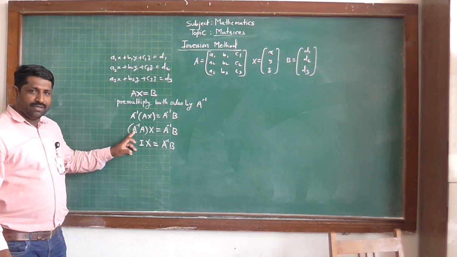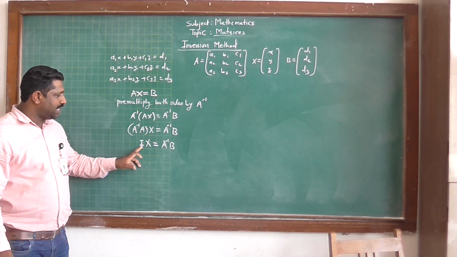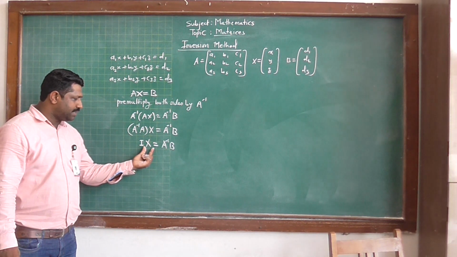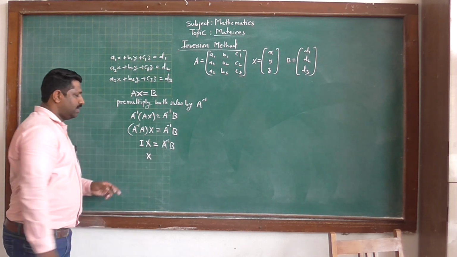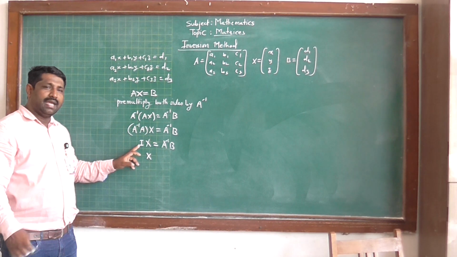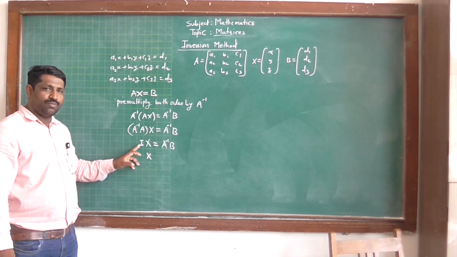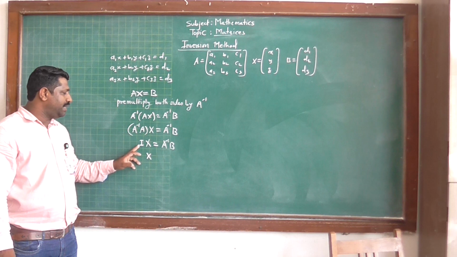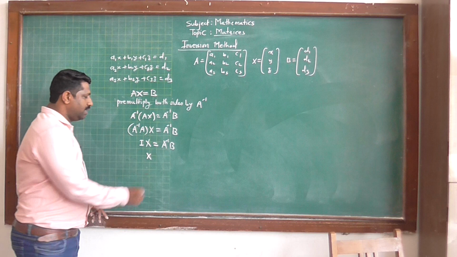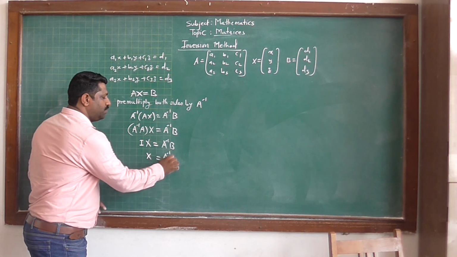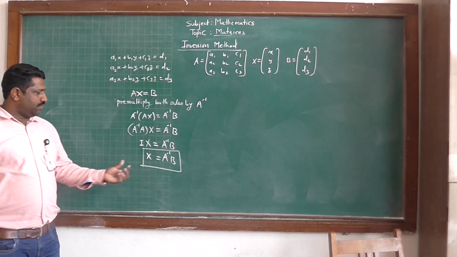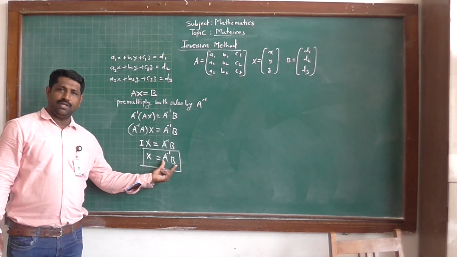By the definition of the inverse of a matrix, A inverse into A is the identity matrix. Now the identity matrix into another matrix X is again X. As we know, the identity matrix plays the role of 1 as in the number system. Just as 1 is in the number system, the identity matrix is in algebra. Identity matrix into X is again X. So that is A inverse into B. So here we have found the value of X, A inverse into B.